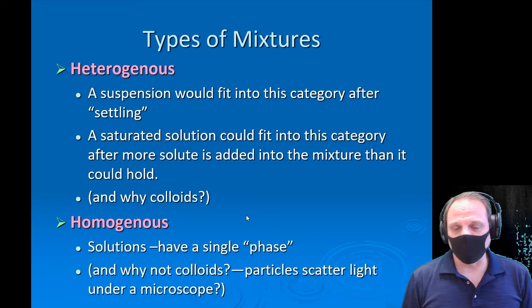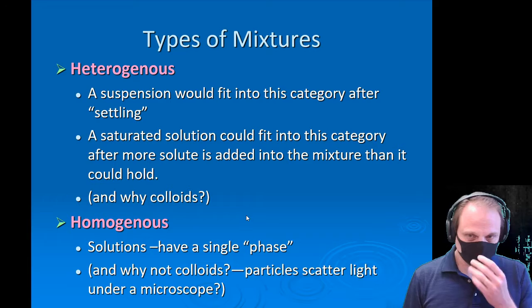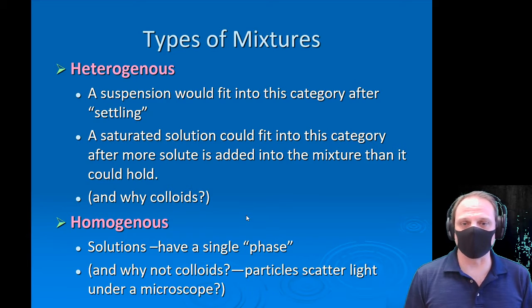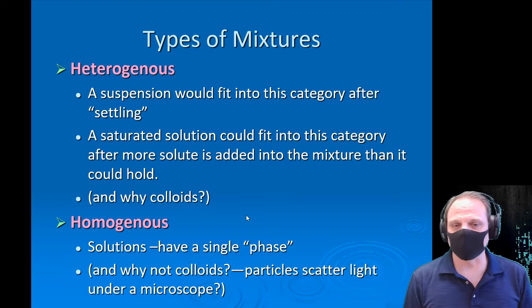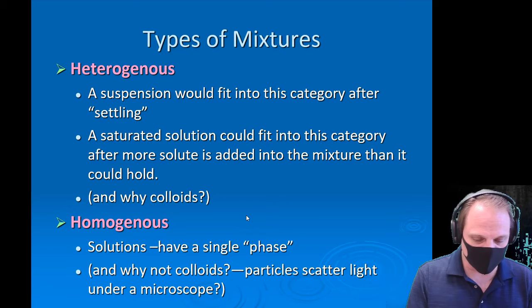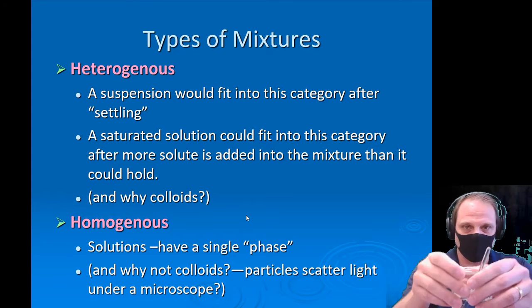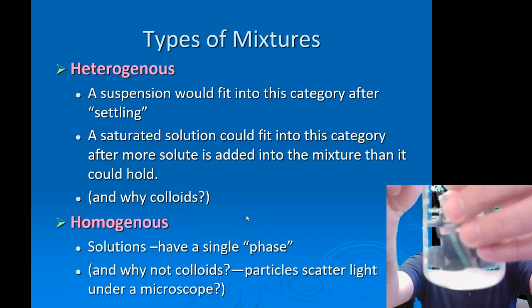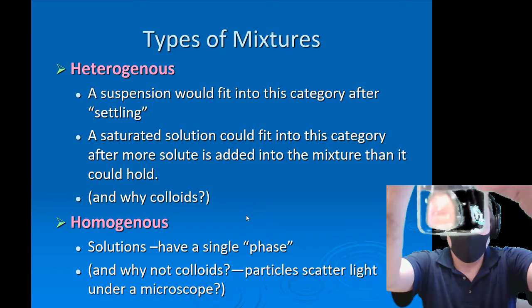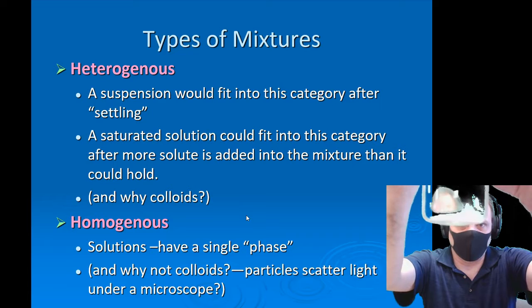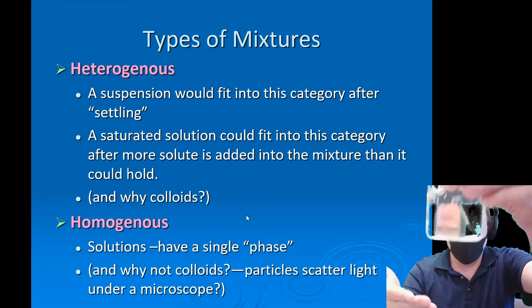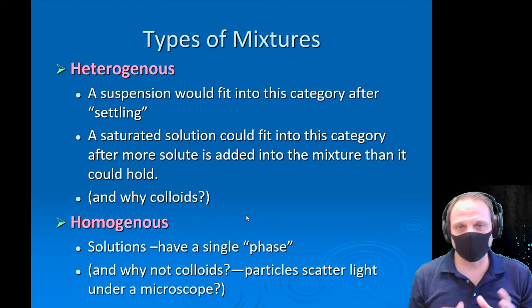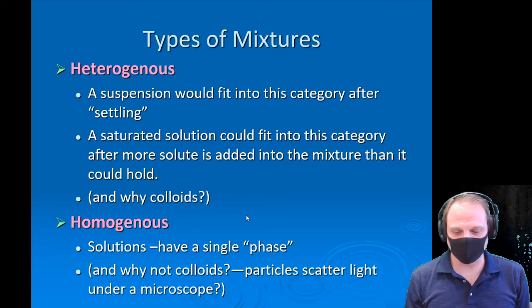So for a heterogeneous substance or mixture, you're going to be thinking of things that you can see the difference between with your naked eye. Now, a suspension would fit into this category. A suspension is typically going to settle down to the bottom, right? So we have a material here, and you can see the sand that is in here, okay? And the sand, you can mix it up, but quickly it's going to settle down, and it's going to be in two different phases. So heterogeneous mixtures have two different phases, and it's easy to see, okay?